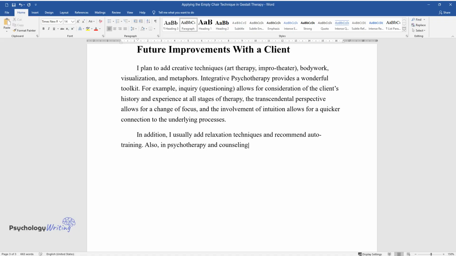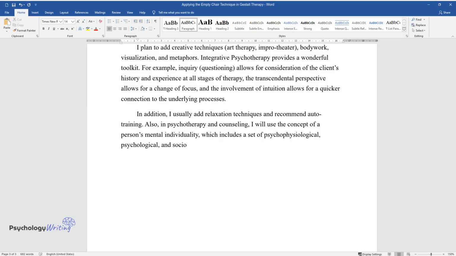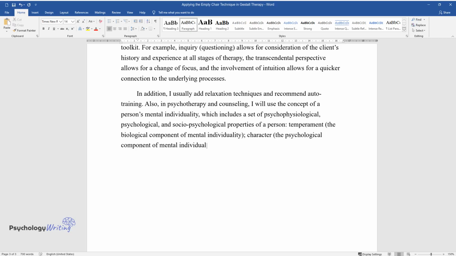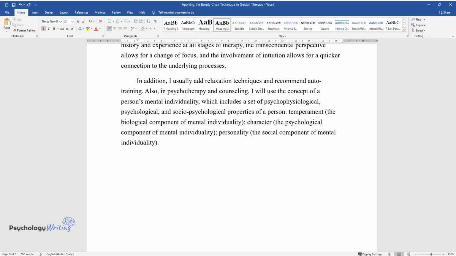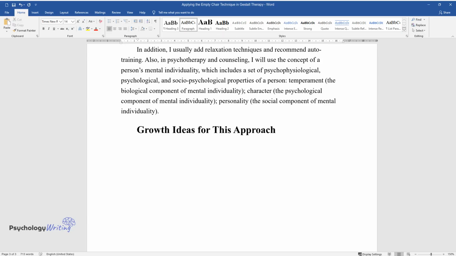Also, in psychotherapy and counseling, I will use the concept of a person's mental individuality, which includes a set of psychophysiological, psychological, and socio-psychological properties of a person: temperament, the biological component of mental individuality; character, the psychological component of mental individuality; personality, the social component of mental individuality.